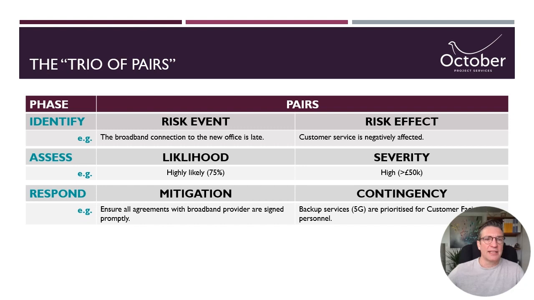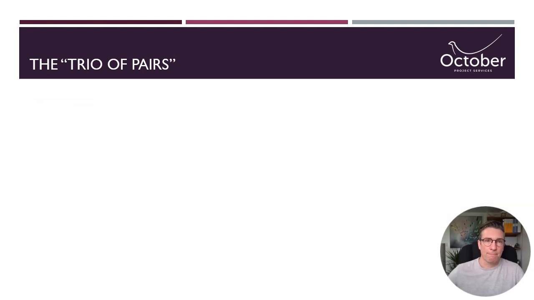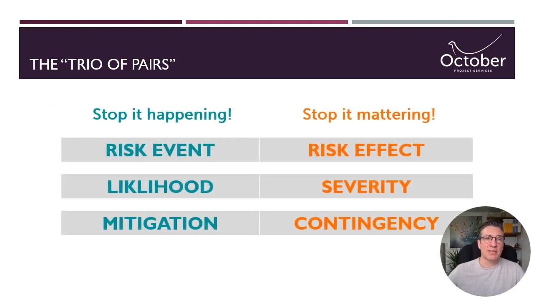The final phase is our risk response. This is where we define what we're actually going to do about the risk. And again, we split our risk response into the final pair: mitigation and contingency. And again, these relate to the pairs in the preceding phases. Mitigation is about reducing the likelihood of the risk event, making it less likely to happen. Contingency is about reducing the severity of the risk should the event actually happen. So our pairs are separated into 1, stopping or reducing the risk happening, and 2, reducing how much it matters if it does happen.